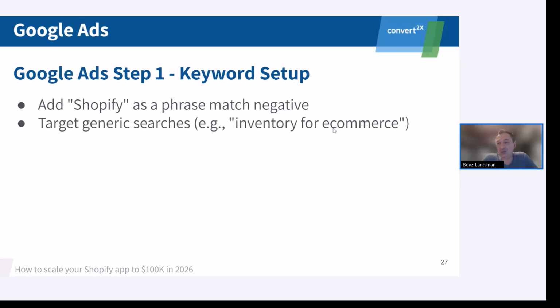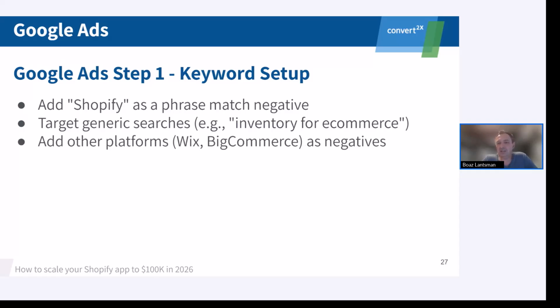And then what do you do if you can't use Shopify? You target generic searches, which don't say the word Shopify, like inventory for e-commerce, and you can develop this for many, many more. And to make sure you're not wasting your funds on other platforms, you can add all the other platforms as negative keywords. If you want a list of these negative platforms, I have it. Just ping me after the webinar, and I'll send you a big list, over 100. So you can add them as negative keywords, and at least you're not going to appear for those searches.